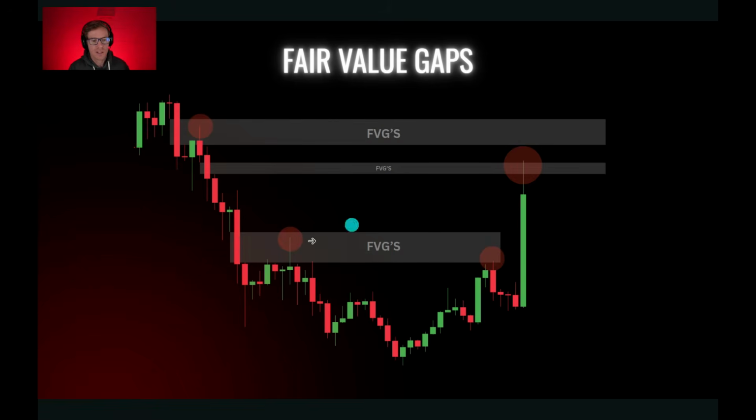If you look at this example, you can see we got displacement to the downside, all this bearish displacement. It leaves behind imbalances in the market, these fair value gaps. We mark out these fair value gaps, and these are places we can look to take an entry when price comes to these levels. These are very high probability levels that I always use, and I get a lot of success using them.